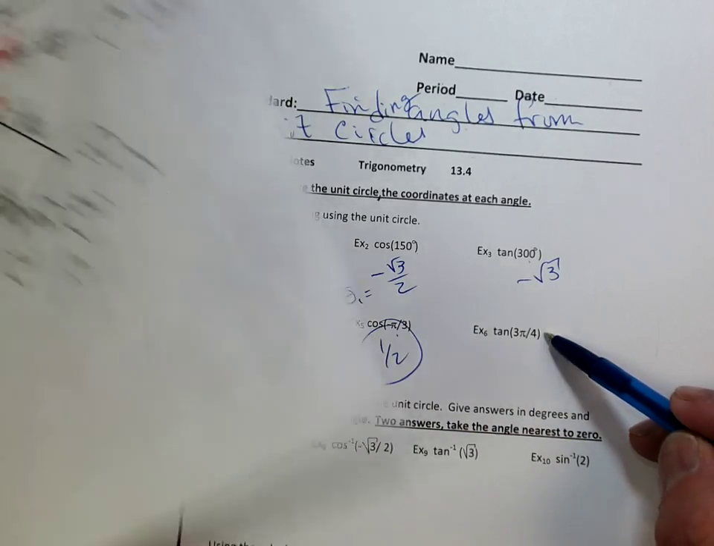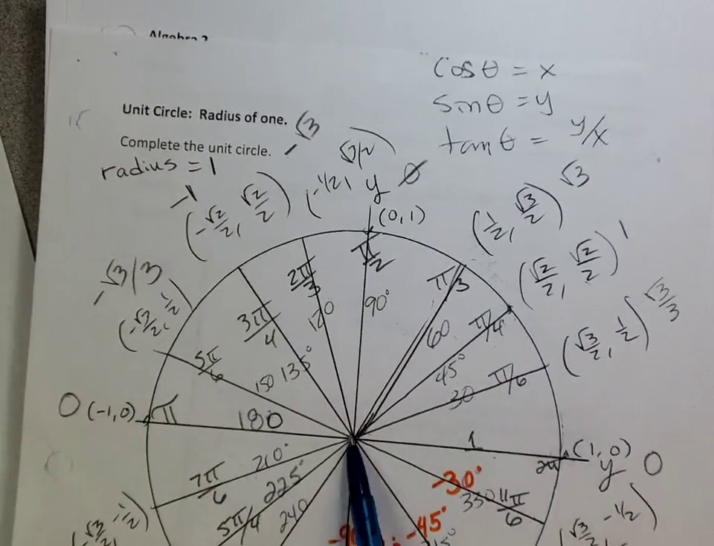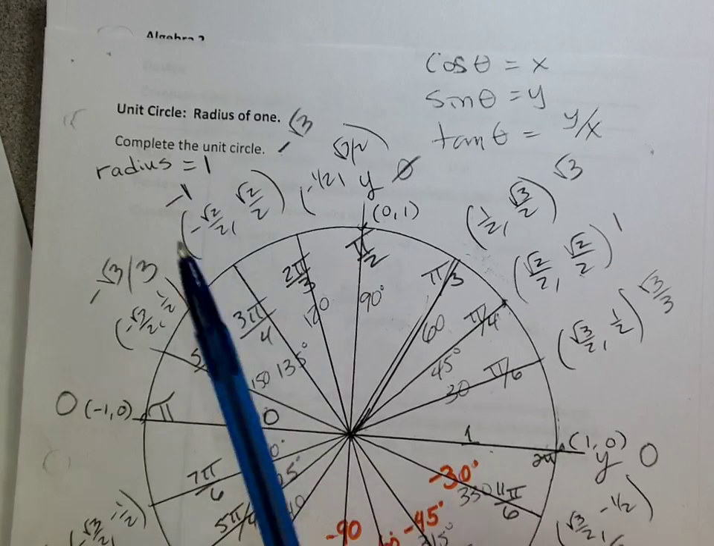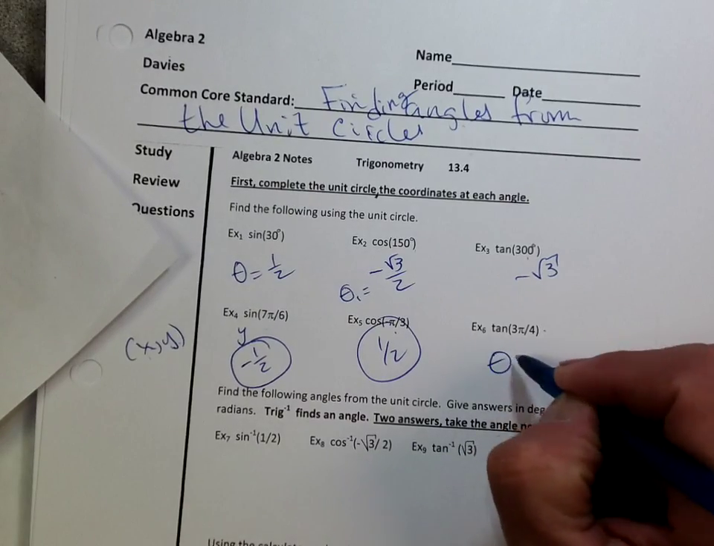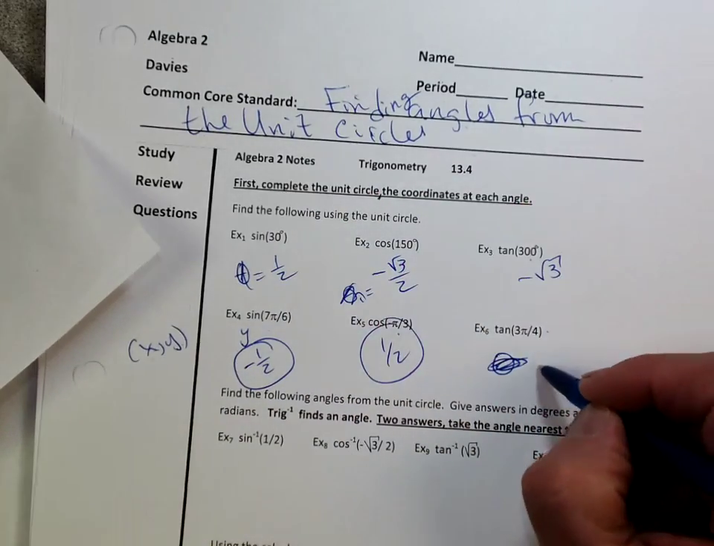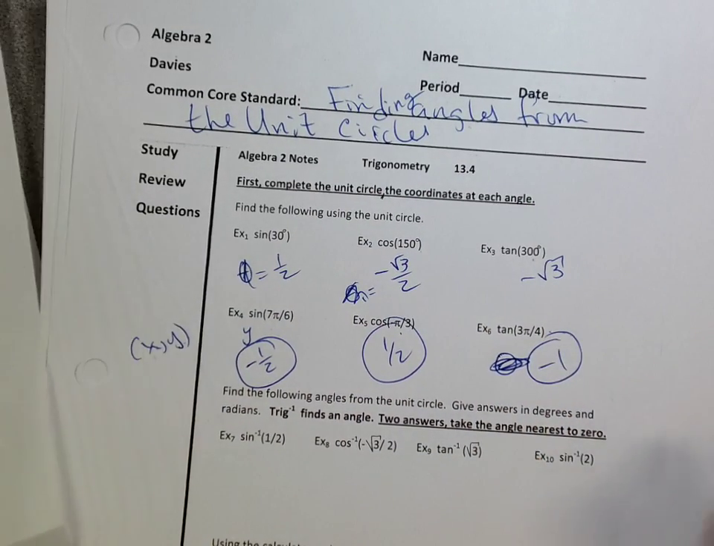3 pi fourths for tangent. Yeah, exactly right, Alondra. 3 pi fourths is here. Tangent value is on the outside. Negative 1 is totally right. It's not theta. It is just negative 1. It's the value. Okay, now let's do the opposite.